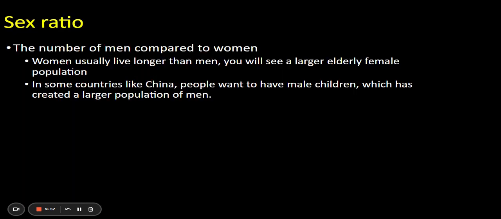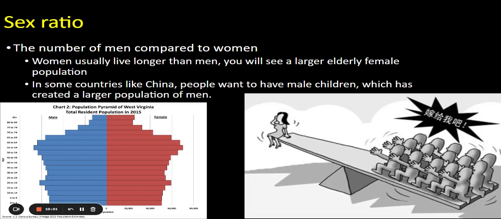Okay, sex ratio, the number of men compared to women. Now, usually it's pretty 50-50. Usually, though, it's 51% women, 49% men, because men are more prone to dying from physical labor and being outside. I mean, men are more prone to making riskier behavior.